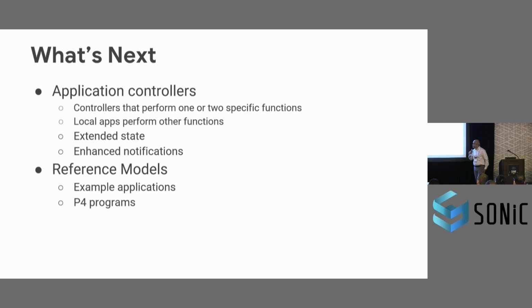And what's next? Clearly, once we have the SDN-enabled SONiC, we are very excited about so many different projects going on in SDN-enabling SONiC. We want to have application controllers. Controllers that perform one or two specific functions are great because that brings in an incremental way of enabling SDN. It's not easy to move from complete routing to complete SDN, and that is not the goal either. You want to be able to figure out which applications it's beneficial to bring in through SDN.